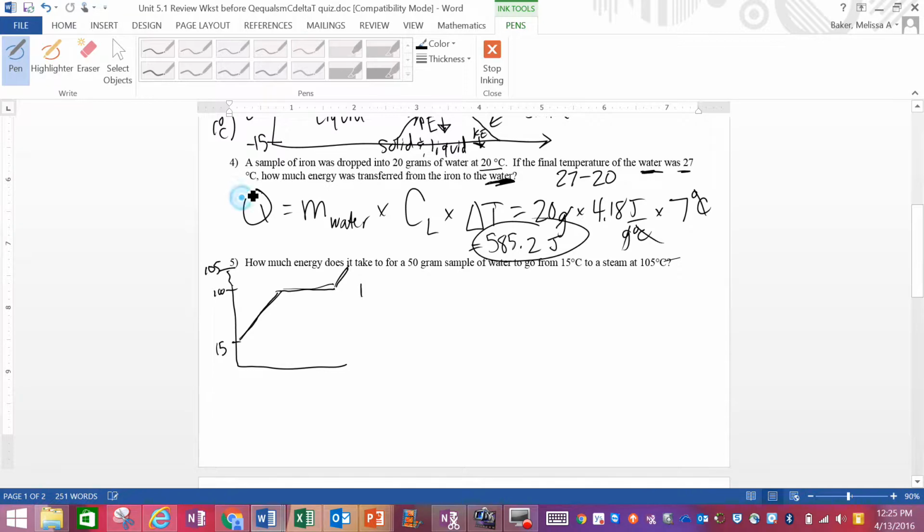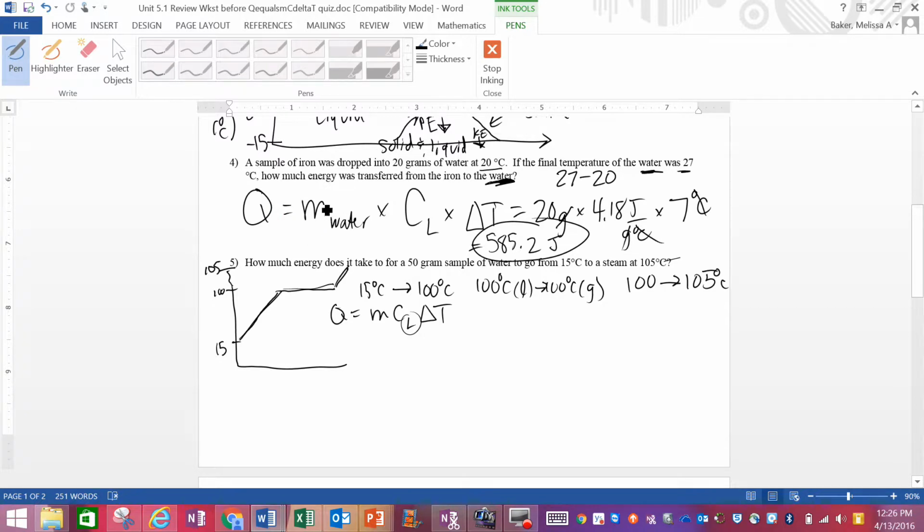First one, as we go from 15 degrees Celsius up to 100 degrees Celsius. Then as we go from 100 degrees Celsius as a liquid to 100 degrees Celsius as a gas. And finally, 100 degrees Celsius to 105 degrees Celsius. When there is a change in temperature, we get to use Q equals MCΔT. Here it's a liquid, so I labeled it Cl.